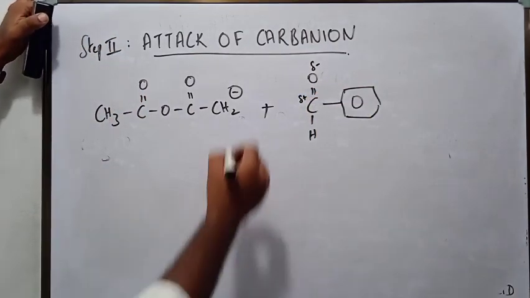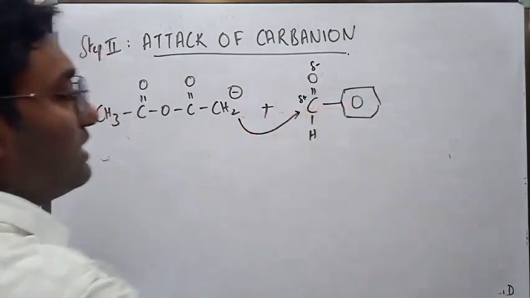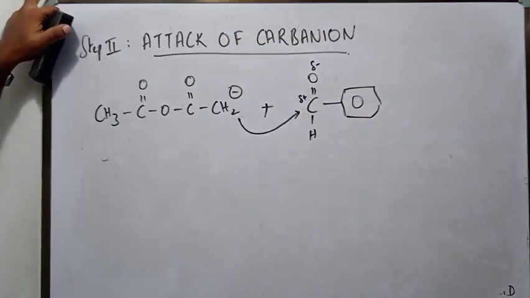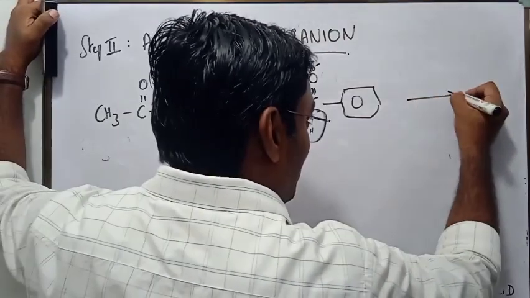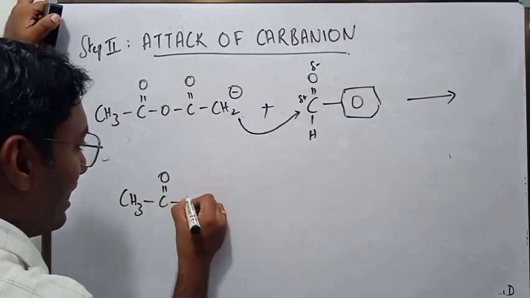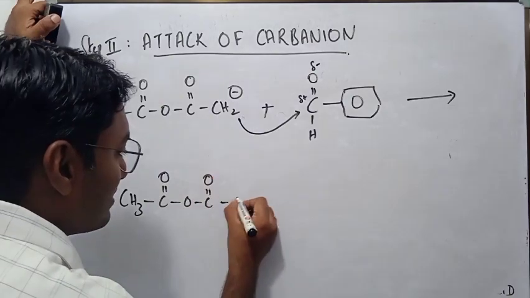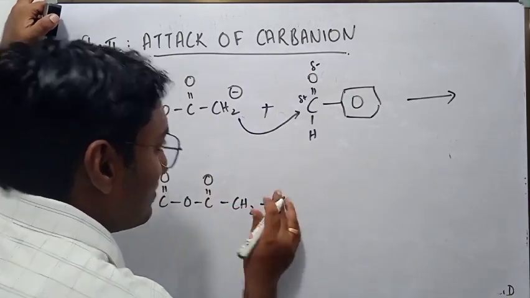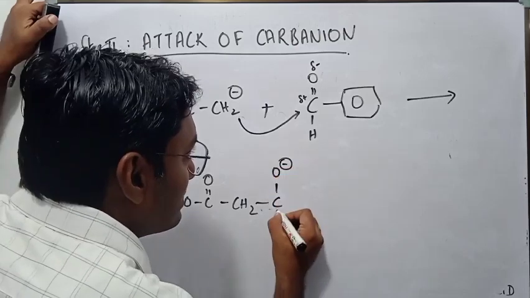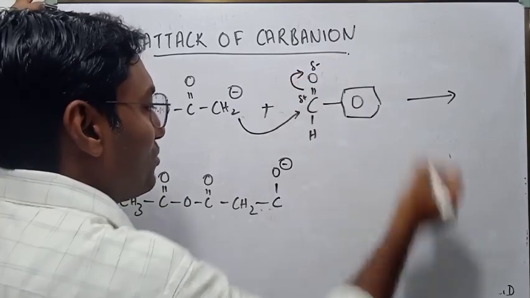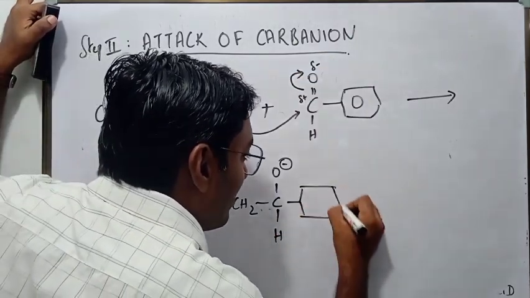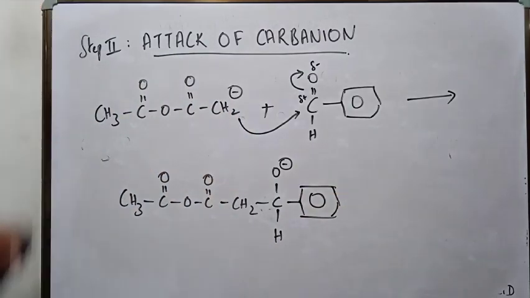Now what would happen? You guessed it right. The name of the mechanism itself: nucleophilic addition reaction takes place. So this is the main step. Nucleophilic addition reaction takes place and you get a compound like this. CH2CO minus, because now the pair has completely gone to oxygen. So you get a compound like this in the second step.